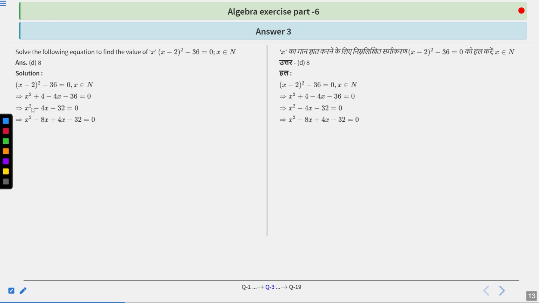Then factoring this equation, we get x² − 8x + 4x − 32 = 0. Minus 8 into plus 4 is minus 32, and minus 8 plus 4 is minus 4. So it is satisfying the conditions required for factoring the equation.